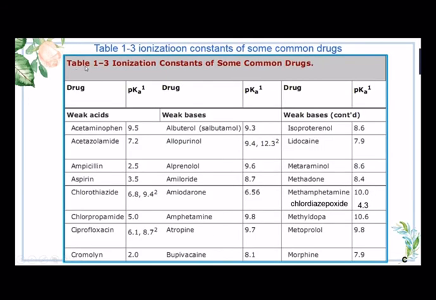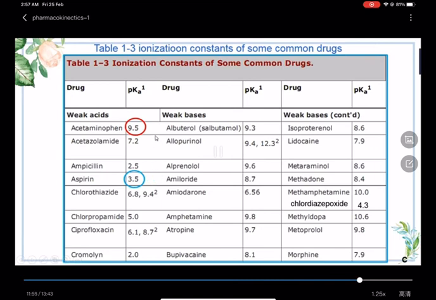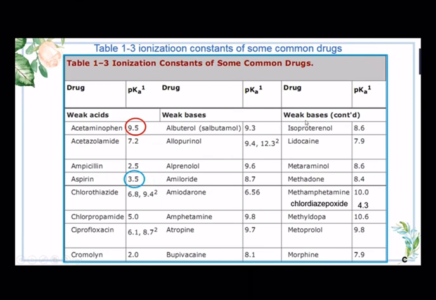Look at this table. It shows the ionization constants of some common drugs. Every drug has its own pKa. Here are weak acids. For example, acetaminophen, its pKa is 9.5. Aspirin, its pKa is 3.5. For weak acids, the pKa could be less than 7 or larger than 7. Here are weak bases. For example, lidocaine, its pKa is 7.9. Chlordiazepoxide, its pKa is 4.3. For weak bases, the pKa could be less than 7 or larger than 7.